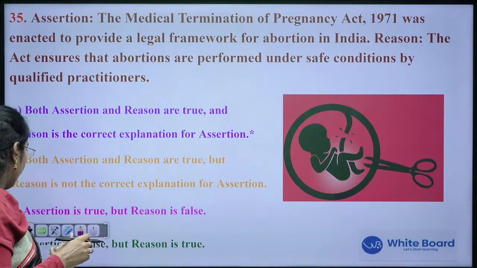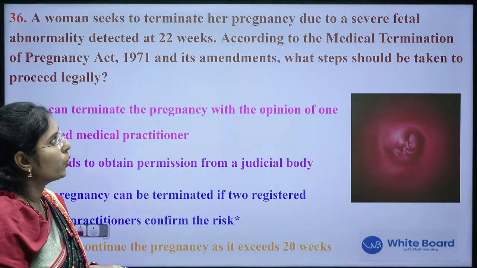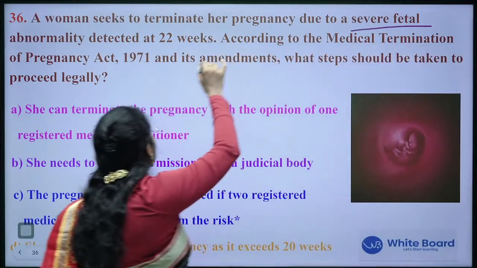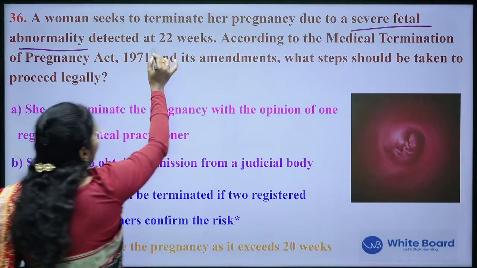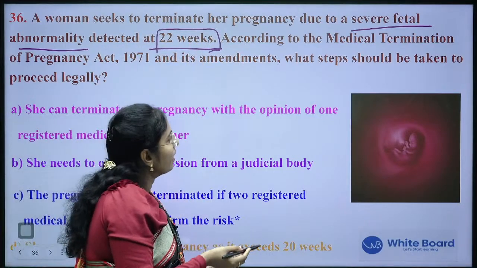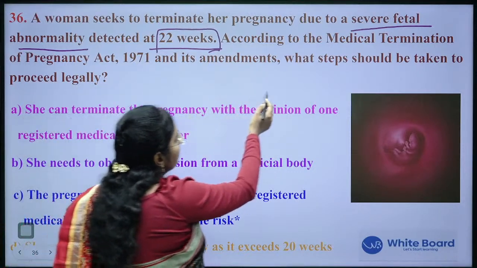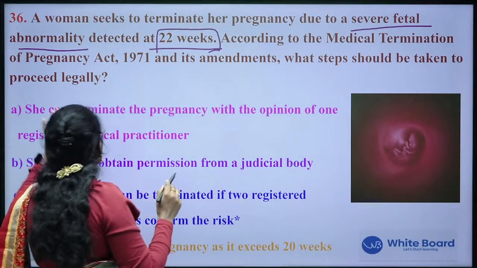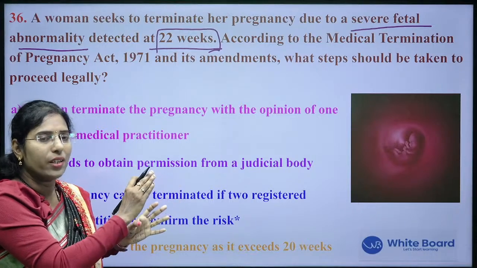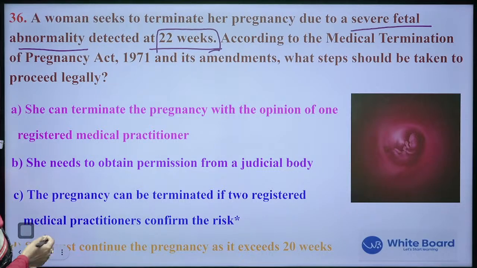Coming to the next question. A woman seeks to terminate her pregnancy due to severe fetal abnormality. If a severe fetal abnormality is detected at 22 weeks, that is around 5 months of pregnancy, according to the Medical Termination of Pregnancy Act 1971 and its amendments, what steps should be taken to proceed legally? Already they have diagnosed that the fetus has a severe abnormality. So, under those conditions, they can go for this.